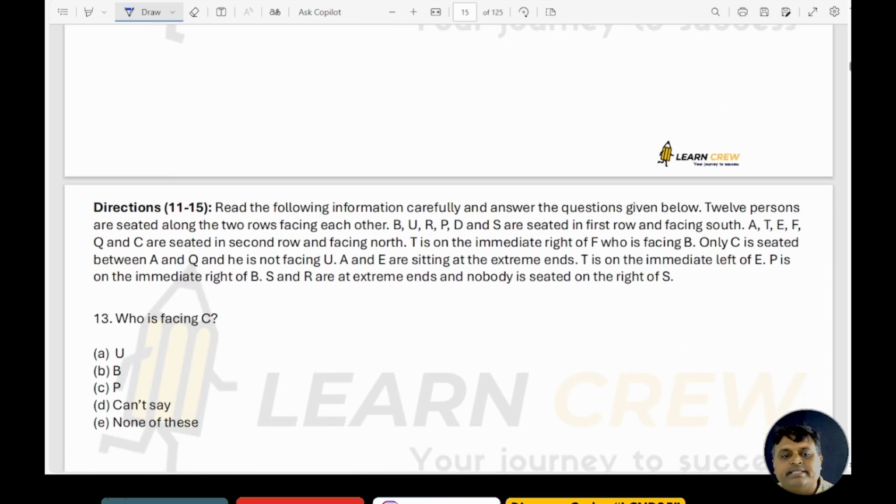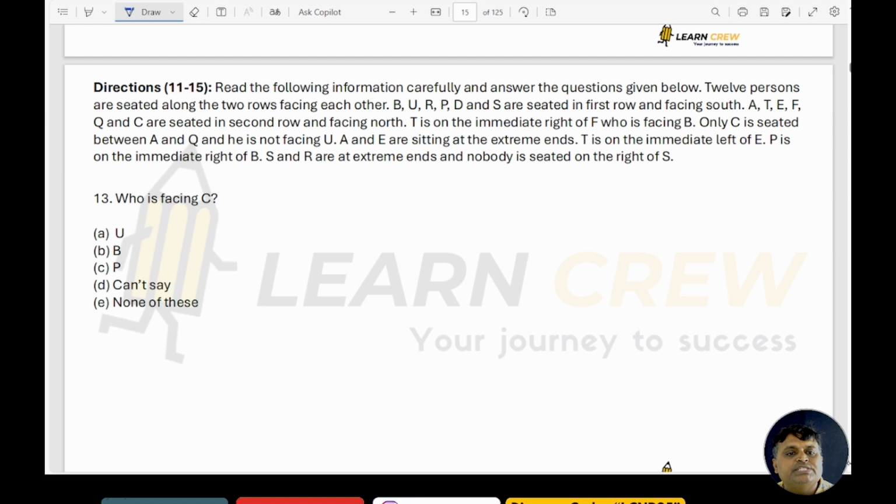Next, 13th one. Who is facing C? C is facing D. So answer is option E.